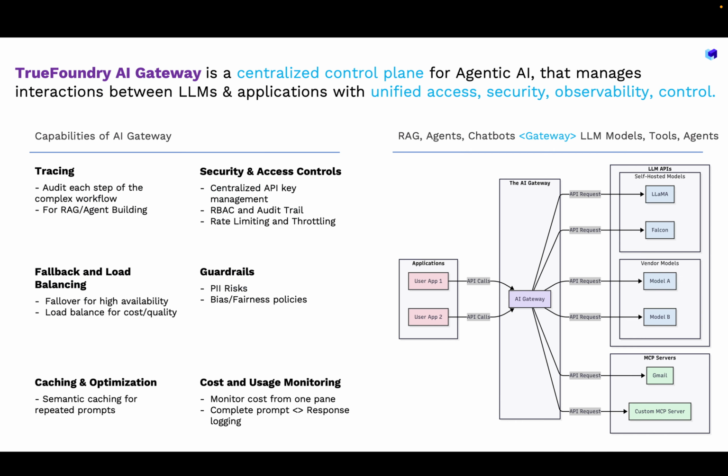Today we'll talk about the AI Gateway and walk through the features on the platform. The AI Gateway is a centralized control plane for Agentic AI. It manages interactions between LLMs and applications, offering unified access, security, observability, and control.